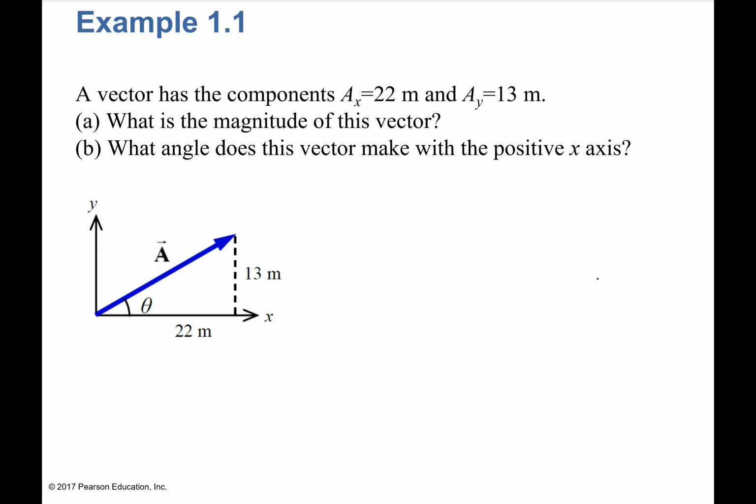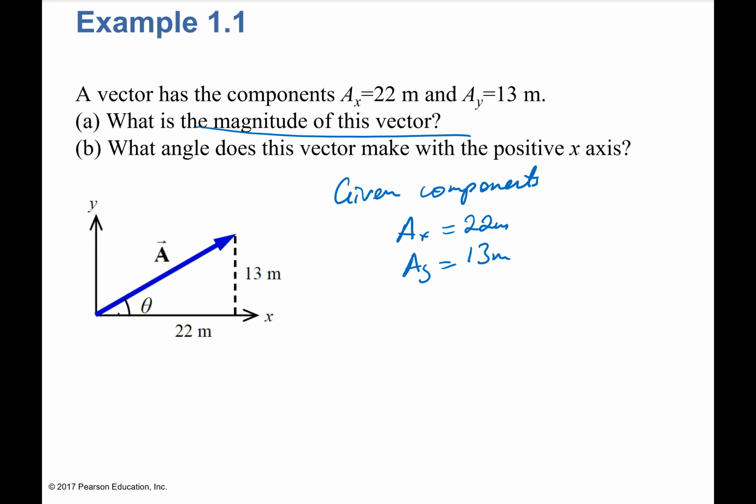All right, so let's look at an example. A vector has the components in X direction as 22 meters and in Y direction as 13 meters. That means we're given the components of a vector. What is the magnitude of the vector? That's for part A. And what angle does this vector make with the positive X-axis? All right, so this was the second part of the type of calculation. That means we are given the components. So AX equals 22 meters, AY equals 13 meters. And our goal would be to find the magnitude of this vector.